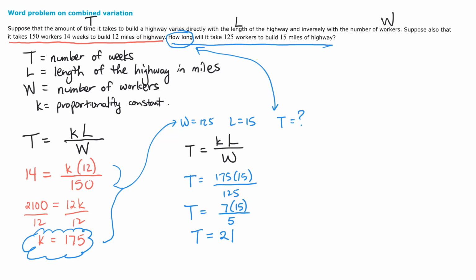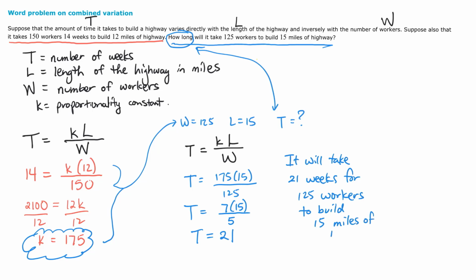21 what? Let's answer the question. If the question is provided in words, you should answer it in words. How long will it take 125 workers to build 15 miles of highway? It will take 21 weeks for 125 workers to build 15 miles of highway. And there you go.